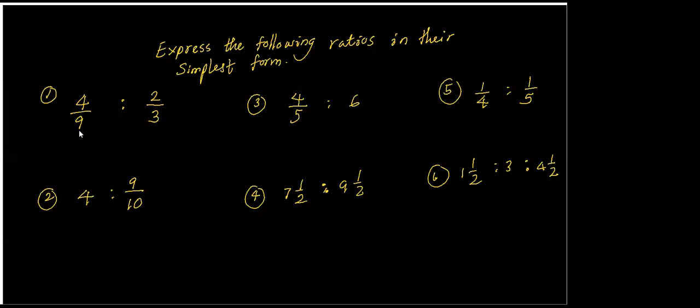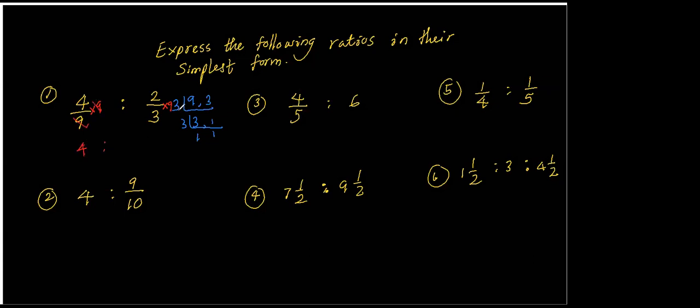LCM of this denominator and this denominator. Really, let's imagine you don't know this number. So you can write like this, 9 and 3, anyhow it is 9. Divide by smallest prime number 3, 3, 1. Divide by 3, 1, 1. 3 times 3, 9. So this side by 9. This is by 9. This is also by 9. So how many 9s? 1.